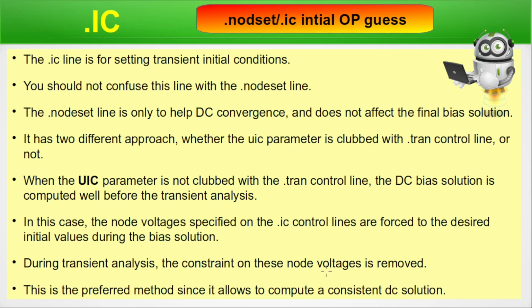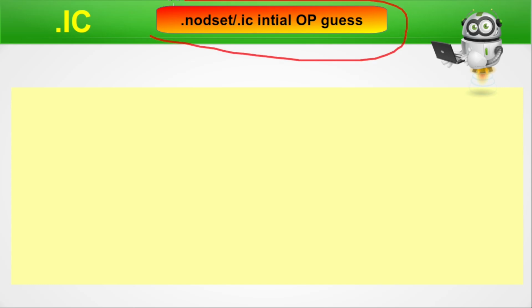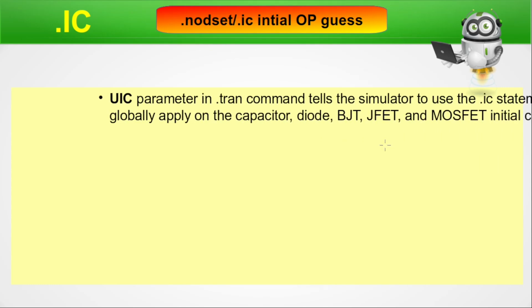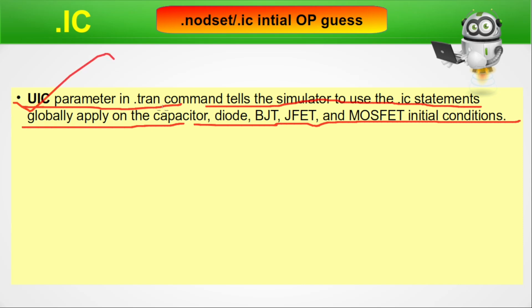Let's move on to the next slide. We are continuing with the .IC. And again, I mentioned that this is for the initial guess or the OP points. The UIC parameter in the .tran command tells the simulator to globally apply the IC statements on the capacitor, diode, BJT, JFET, MOSFET initial conditions. So this is the specialty of the UIC parameter used along with the .tran command. We have not talked about the .tran command yet. In upcoming episodes we will cover that.